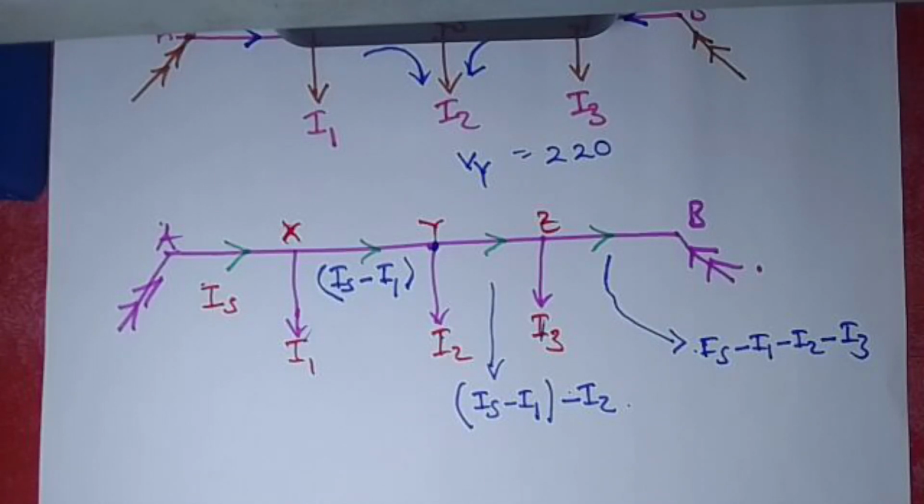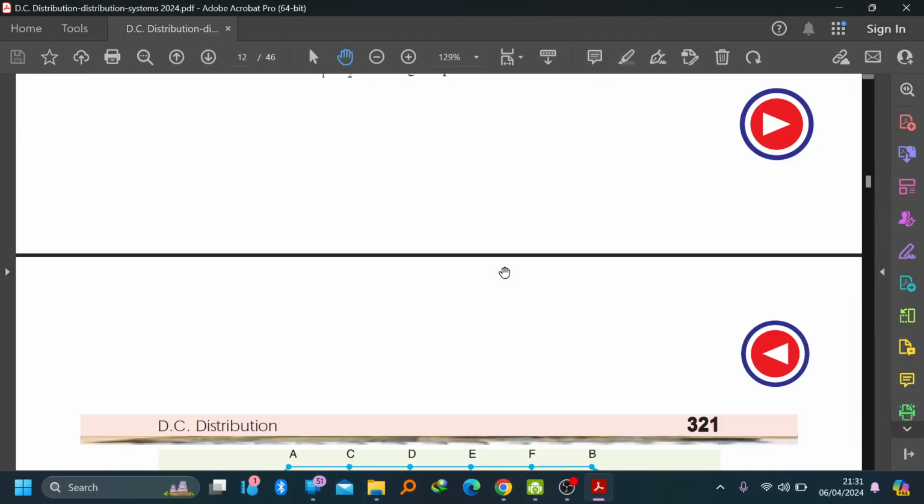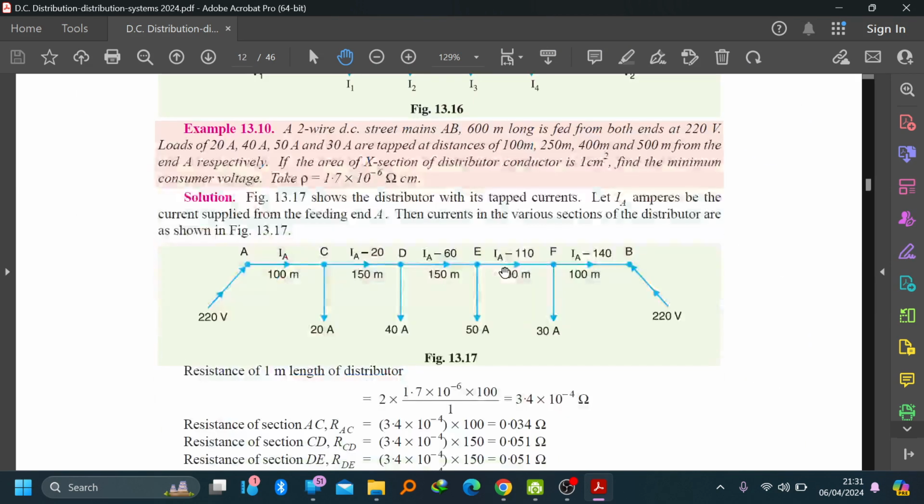So I'm looking for an example, a worked example maybe. So here we have an example. Let me share with you. So I don't know, this figure is for which example? Two ends, yes, this. So here we have an example. Let's look at example number 13.10.